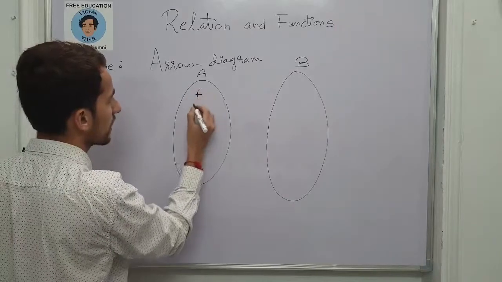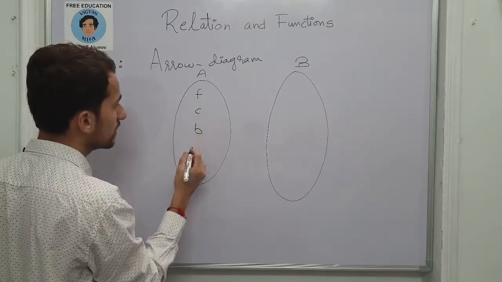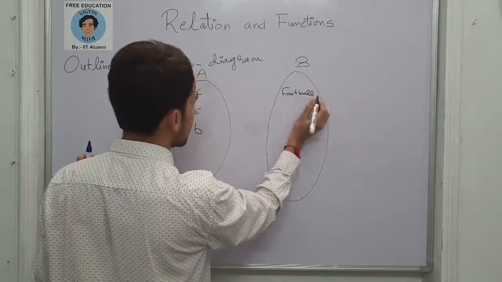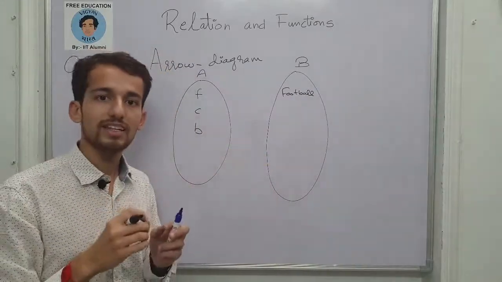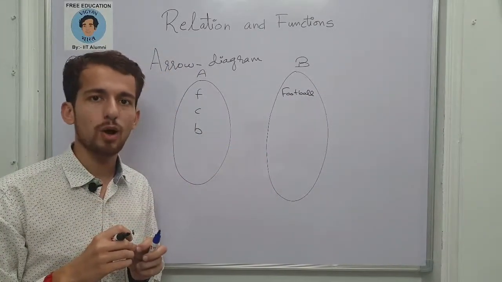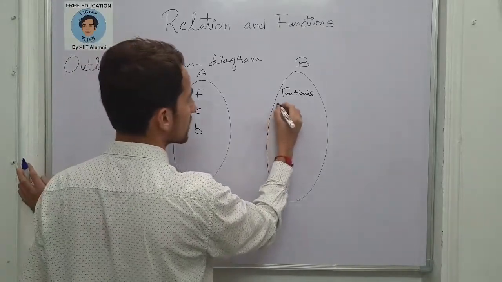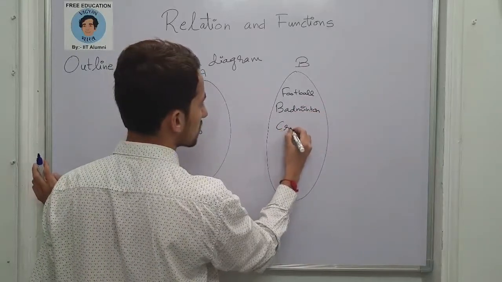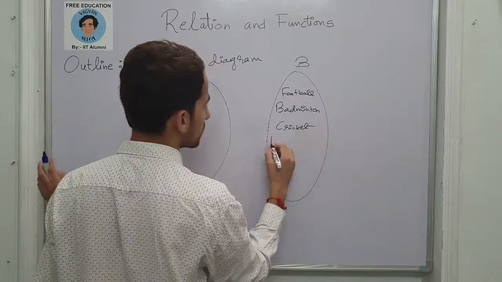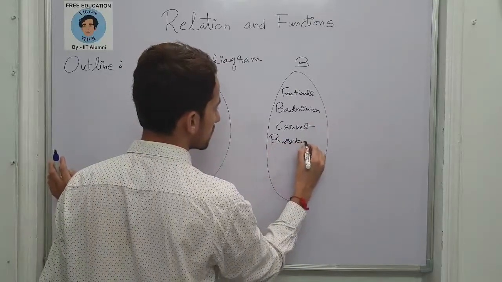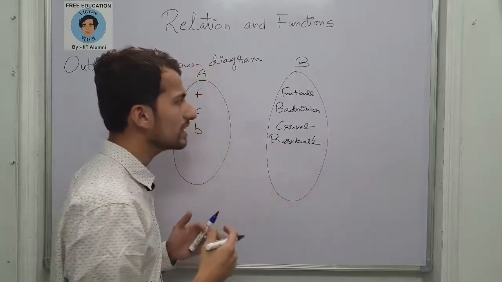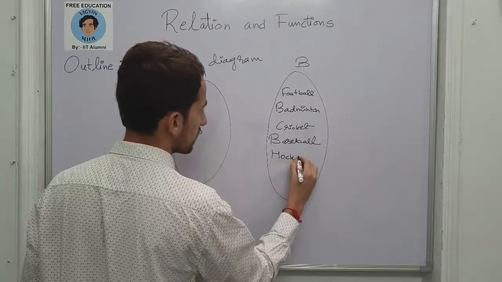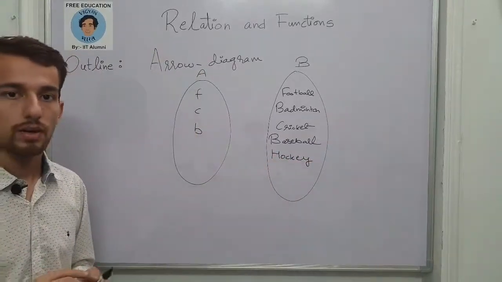F, C, B, here it was football. It's in our hand how we want to write the elements. The order is not important here. So I can write it like this: badminton, cricket, baseball, and some more. You can take any other sports you want. You can add some more sports like hockey. So now I'm talking in general.